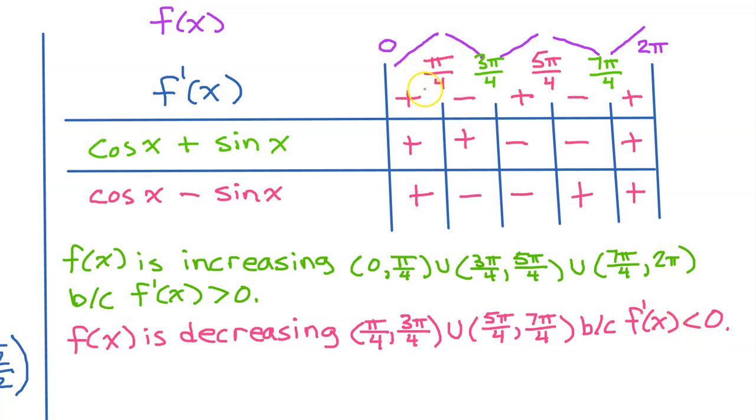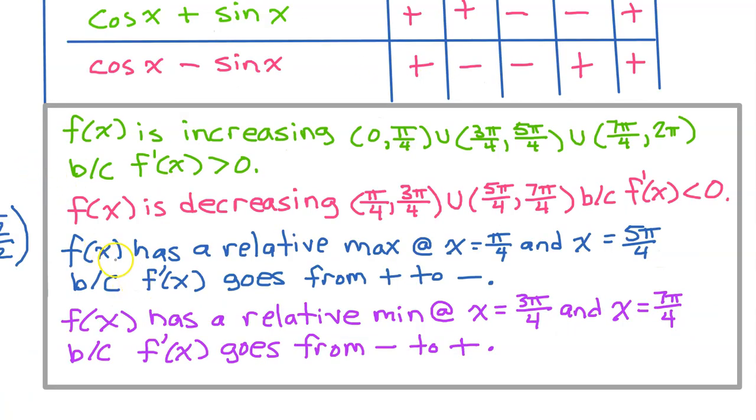Also, we can talk about the relative extrema. So we will say f of x has a relative max at x equals pi over 4 and x equals 5 pi over 4 because f prime goes from positive to negative. F of x has a relative min at x equals 3 pi over 4 and x equals 7 pi over 4 because f prime goes from negative to positive.